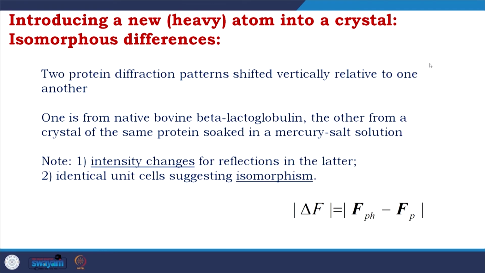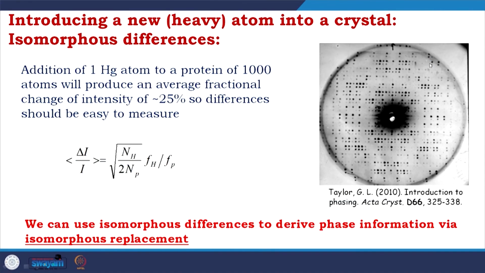So, two protein diffraction patterns are shifted vertically relative to one another. One is from native bovine beta-lactoglobulin, I am coming to that, and the other from a crystal of the same protein soaked in a mercury salt solution. So, as a heavy metal, we are using mercury. What we have to see are intensity changes for reflections in the latter, with identical unit cells suggesting isomorphism, as I discussed in the last slide: delta F equals Fph minus Fp. If you look here, you see that there are sets. Some of the sets are stronger and some are not so strong.